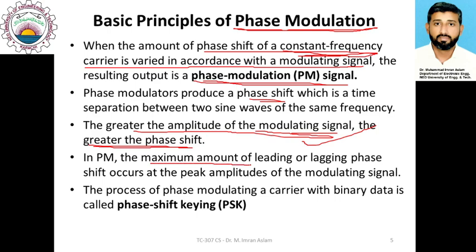So the maximum amount of phase shift occurs at the peak amplitudes of the modulating signal. So peak amplitude would give the maximum phase change, and other amplitudes would give a relatively smaller phase change. Similar to frequency modulation, we can apply phase modulation in the case of digital data as well, for binary data. But in that case, the phase modulation is named phase shift keying. So phase shift keying is actually the digital version of phase modulation.